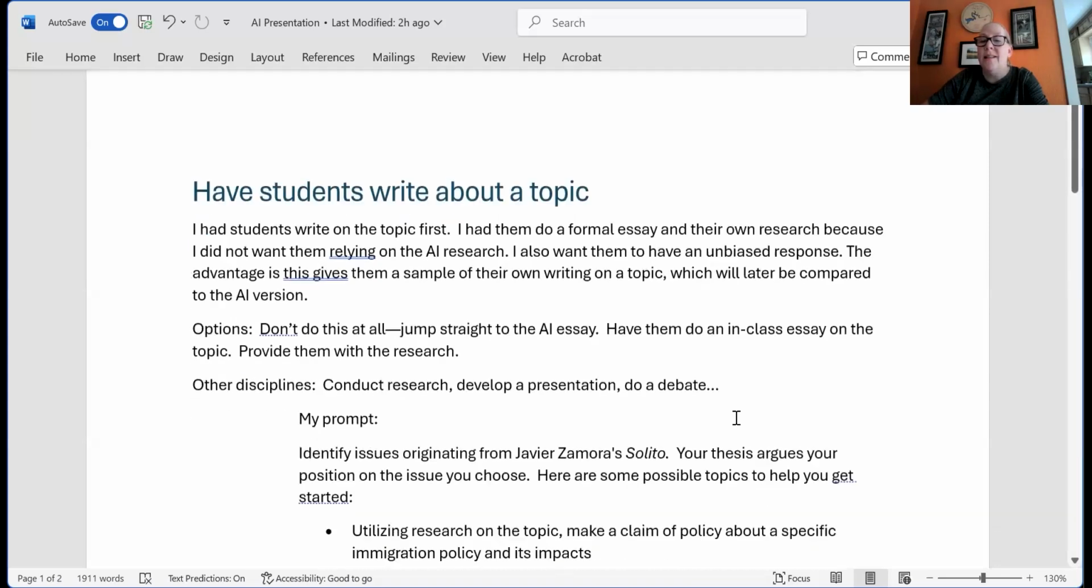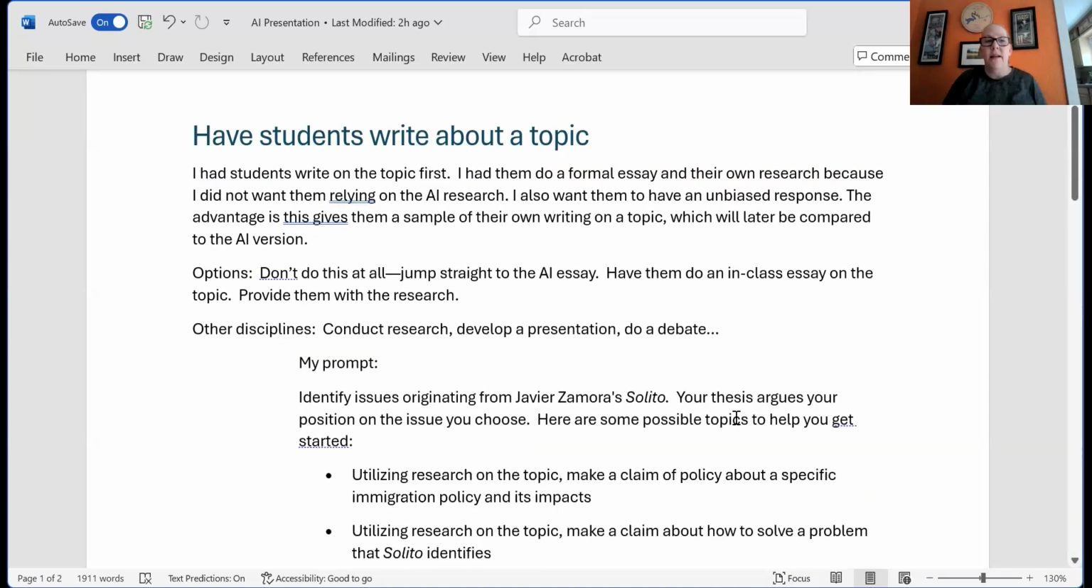You can skip this step, I think. It's not necessary. This is a writing class, so having them do a lot of writing is really normal. But I would do something to engage them on the topic prior to showing them the AI-generated essay. You could also choose to provide them with the research that the AI uses before you show them the AI essay, so that way they're using the same research.